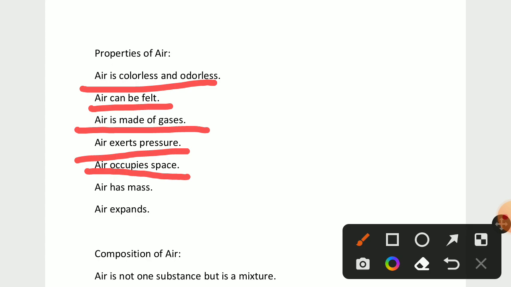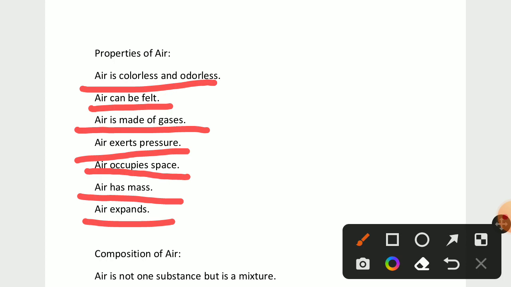We can also prove this by blowing a balloon. If we blow a balloon, the air goes inside the balloon, occupies the space, and the balloon expands. This is the example for occupying space. Next, air has mass. Yes, air also has mass and weight. Last point, air expands. For example, if we blow a balloon, the air goes inside and the balloon expands. So air also expands.